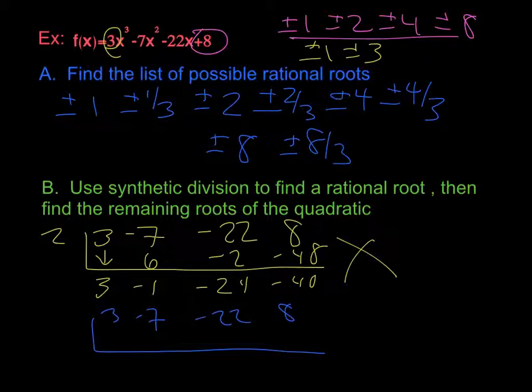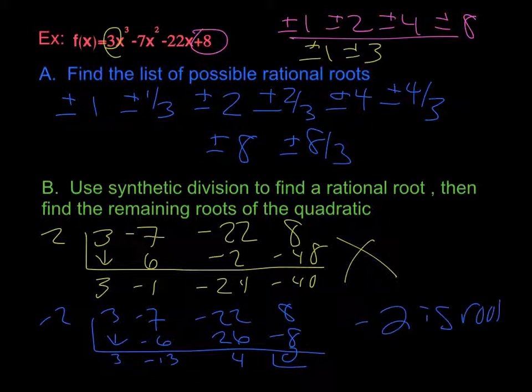So I tried +2, let's try -2. So that's 3, -6, -13, +26, +4, -8, and I found one. So -2 is a root. Okay, so now we need to find the other ones. So I'm going to go on to the next screen and finish this.